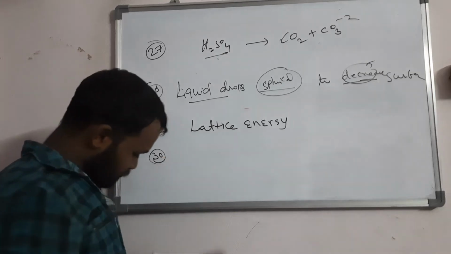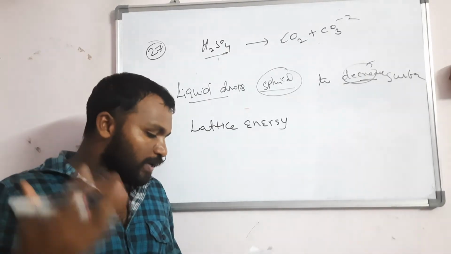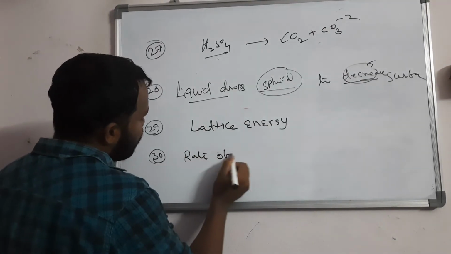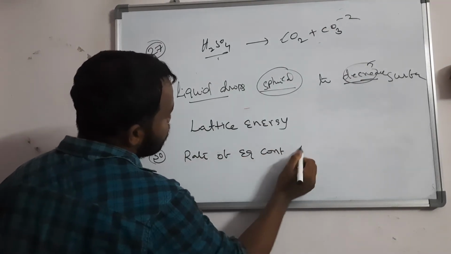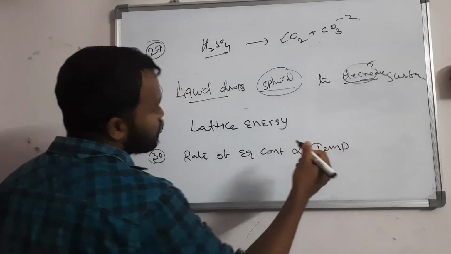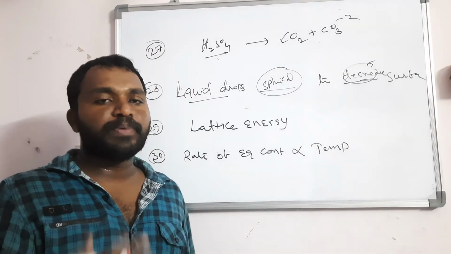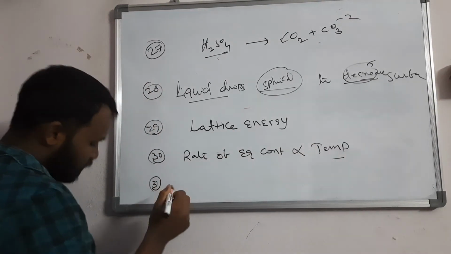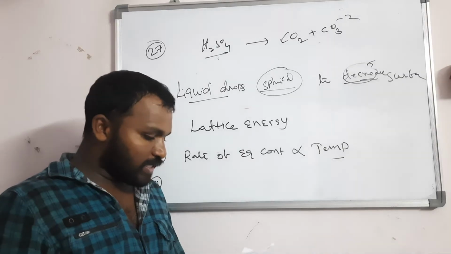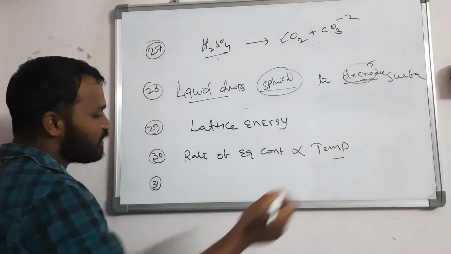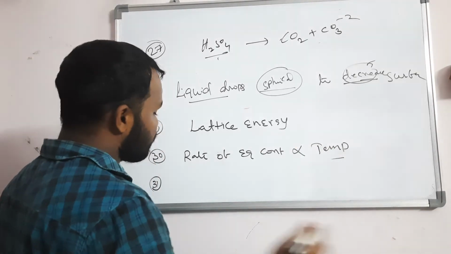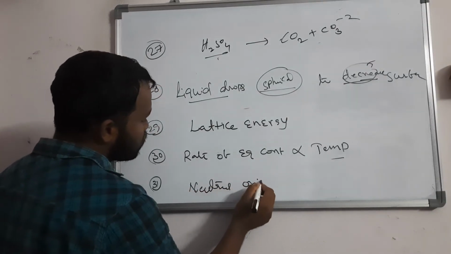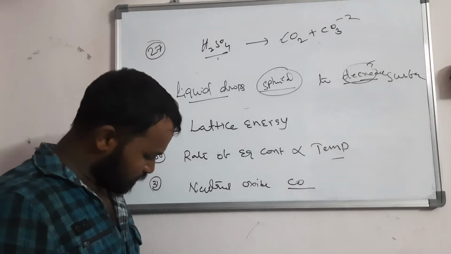Question number 30: the rate of the equilibrium constant depends upon what? It is directly proportional to temperature. The options were temperature, concentration, pressure, and catalyst, but temperature is the answer. Then 31: which of the following is a neutral oxide? Different options were given, but the neutral oxide is CO. CO we generally use as the neutral oxide.